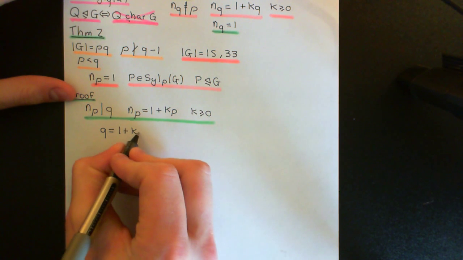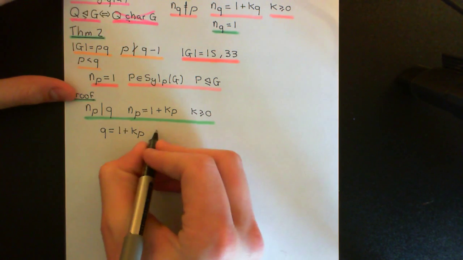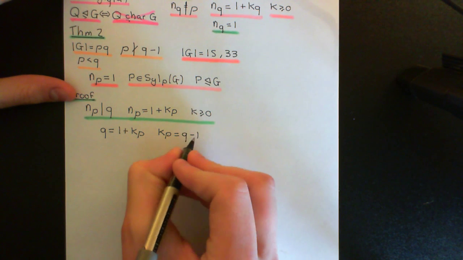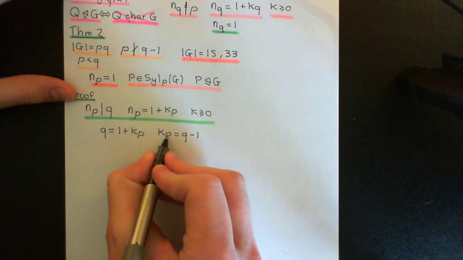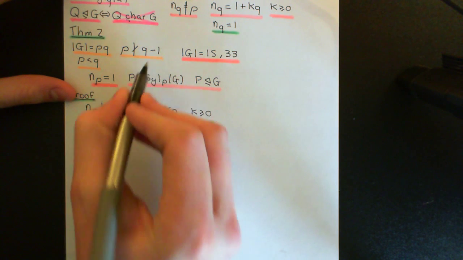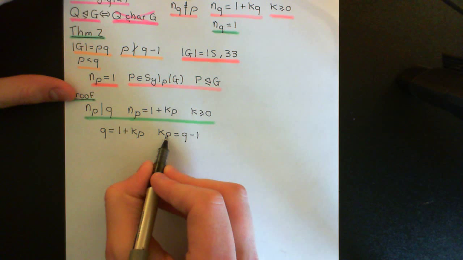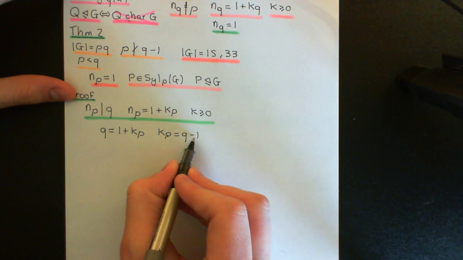Therefore, Q is equal to 1 plus Kp. And now, of course, what I can just do is say Kp is therefore equal to Q minus 1. But why is this a contradiction? Because we assumed that P did not divide Q minus 1, so that no multiple of P would equal Q minus 1.